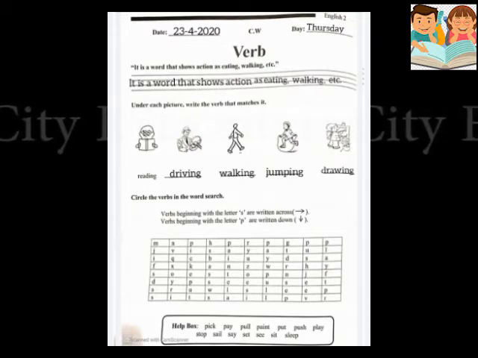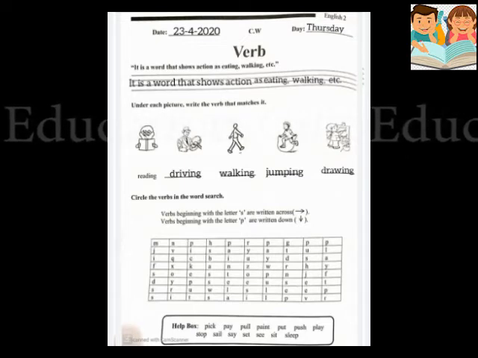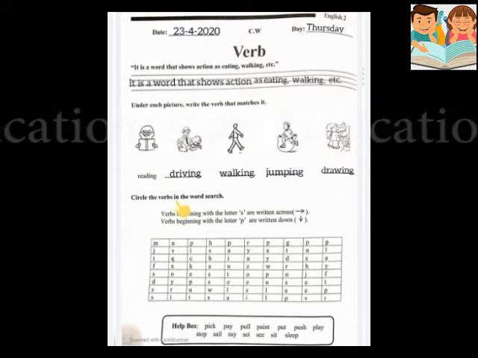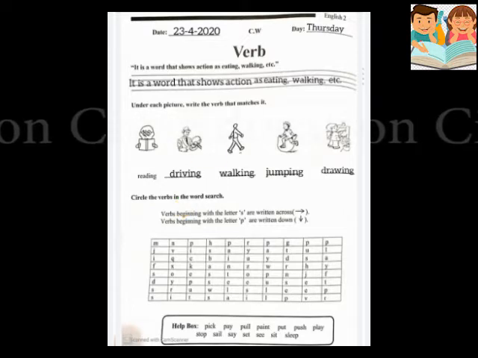Have you done? Good. So next is circle the verb in the word search. Here is a help box.